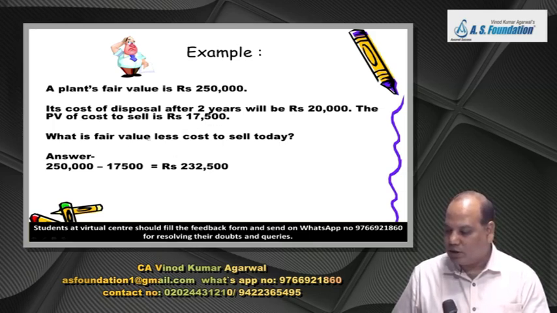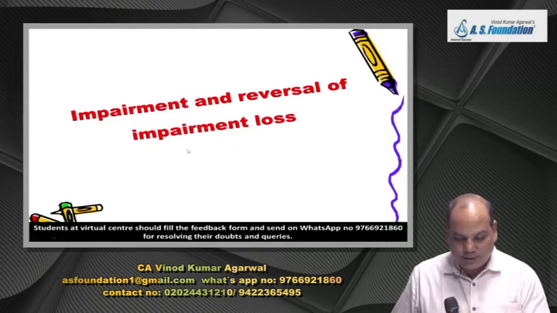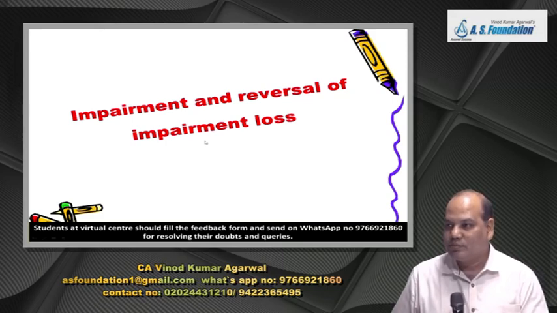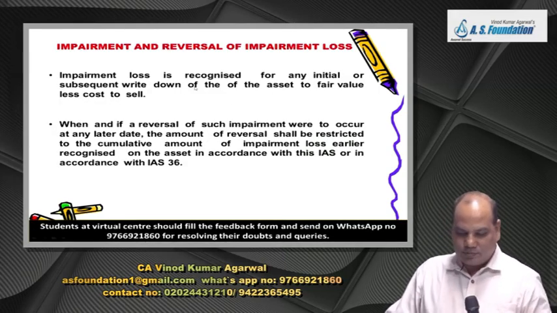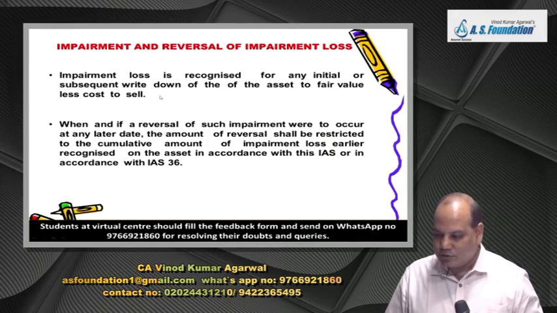Sale of an asset like a plant may take a lot of time. So in this case, you can take 2 years also. Now the next is impairment and reversal of impairment loss. Good news. Refer IAS 36. So just quickly revise what is this.